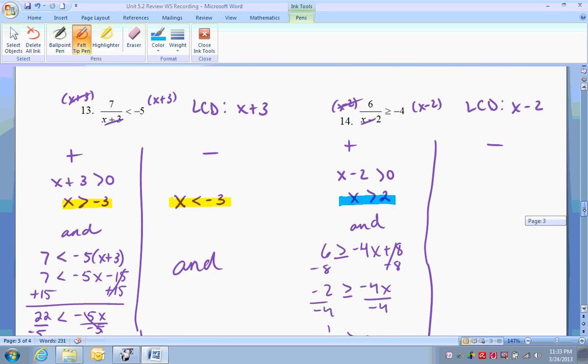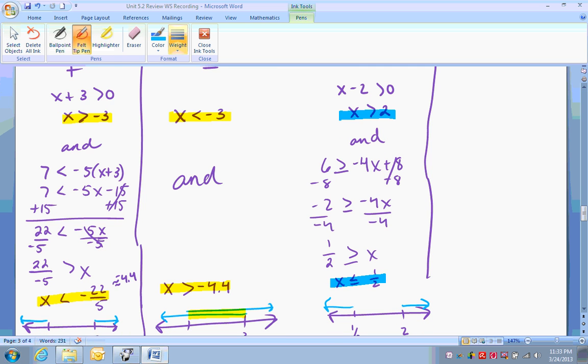Okay, now looking at the negative case, remember all we have to do is flip our signs. We don't have to do all the work again. So I'm going to write x is less than 2 and x is greater than or equal to 1/2. I draw my number line. I put a 1/2 and I put a 2.